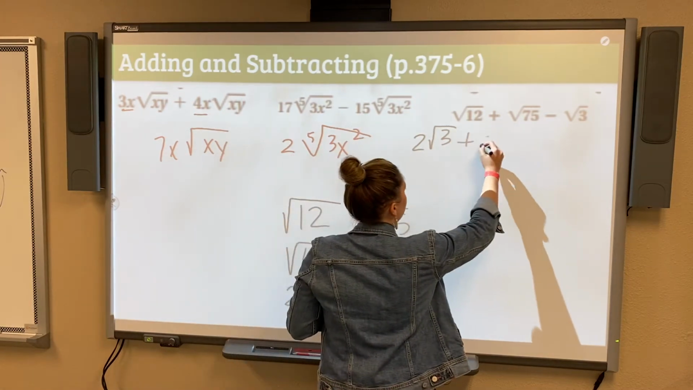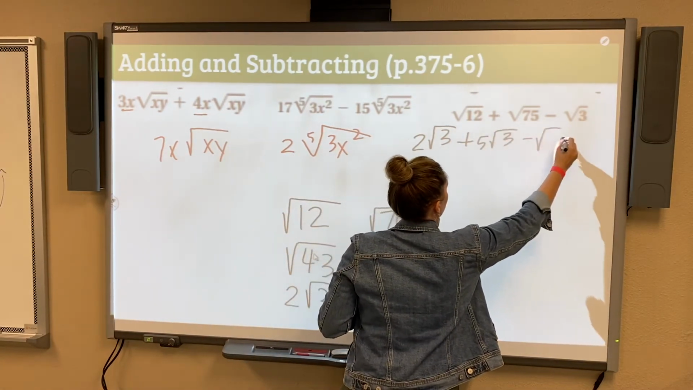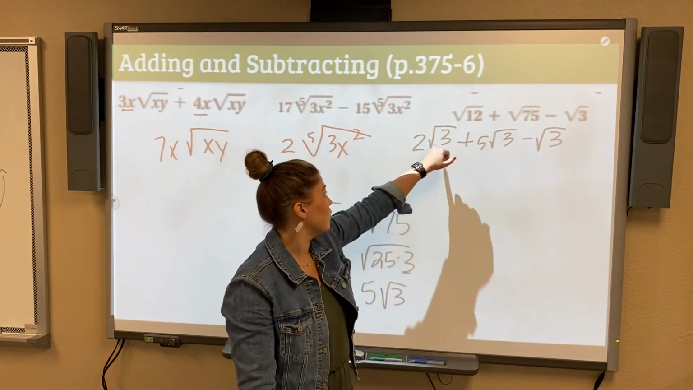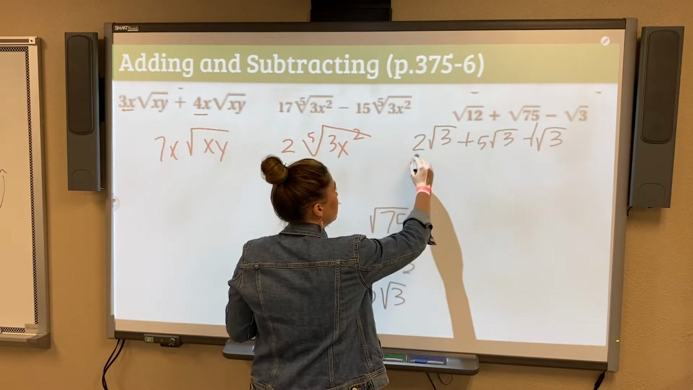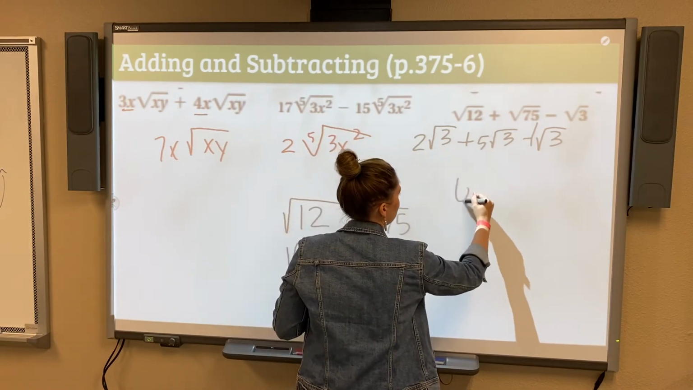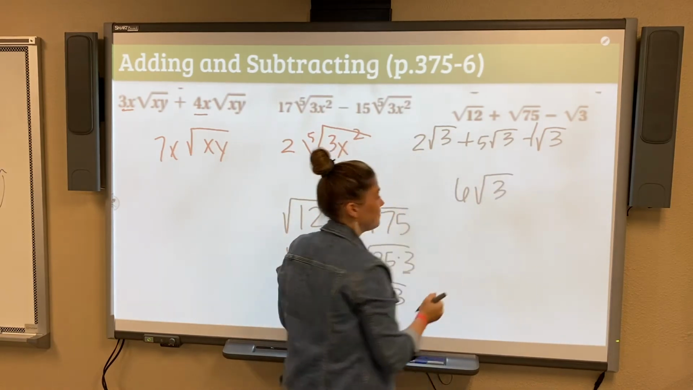Okay, so plus 5 root 3 minus root 3. Well look now, we have root 3, root 3, root 3. So we combine our numbers out front. 2 plus 5 is 7, minus 1 is 6. So this is 6 root 3. Cool.